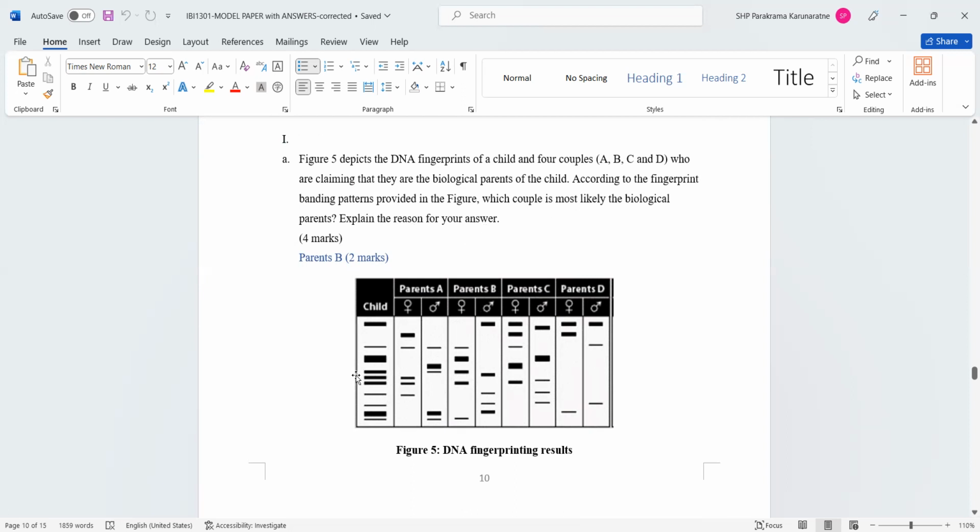So I told you very clearly, look at the banding pattern in the child. Each of these bands should be present either in the father or in the mother.